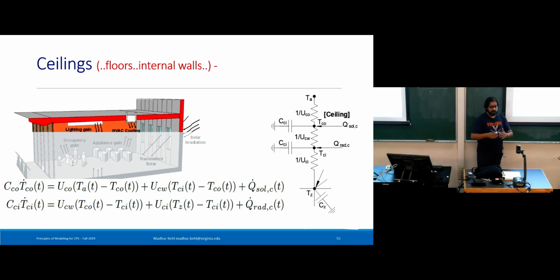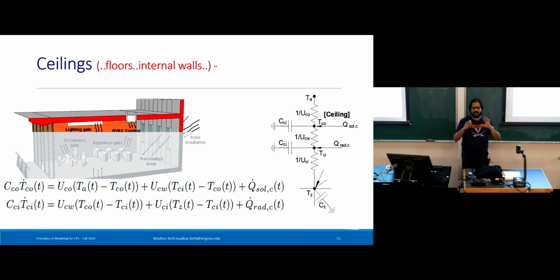So we've covered external walls, we've covered ceilings, we've covered floors. The same is also true for internal walls, right? So what's an internal wall? Which is not getting exposed to direct sort of external boundary conditions.